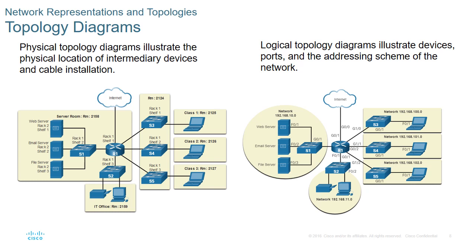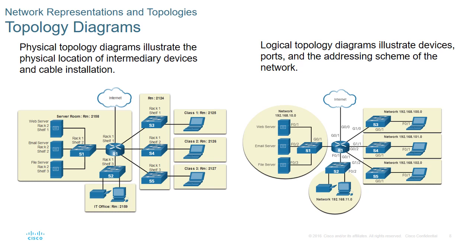So logical topology diagram illustrates the devices, ports and the addressing scheme of the network. Look at this diagram. We have the same different types of network. In this network we are not going to represent the physical location of the devices. Instead of that, we are going to represent the network addresses, port numbers. This type of information is provided in this logical topology diagram.